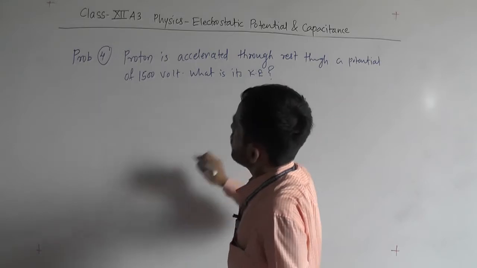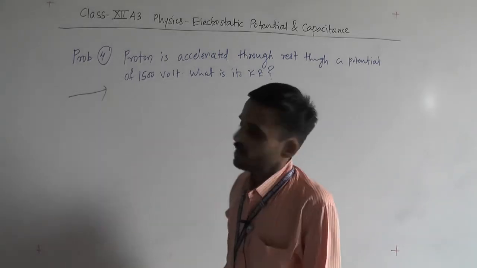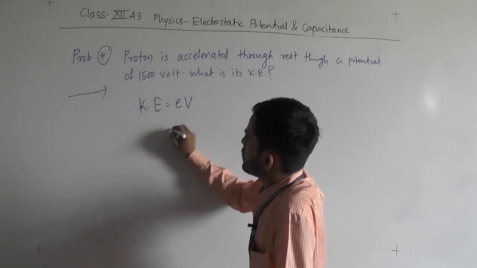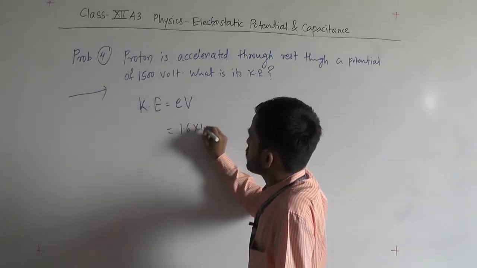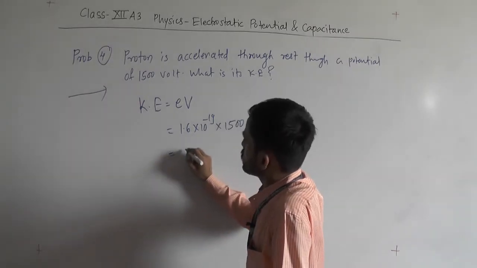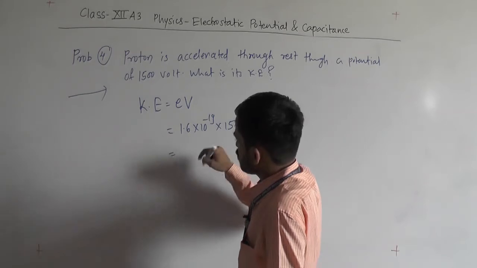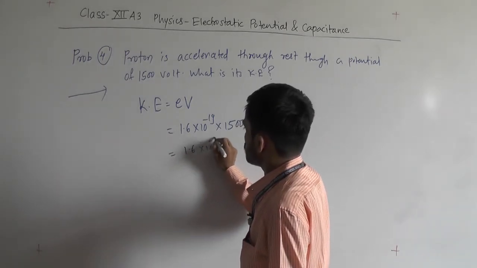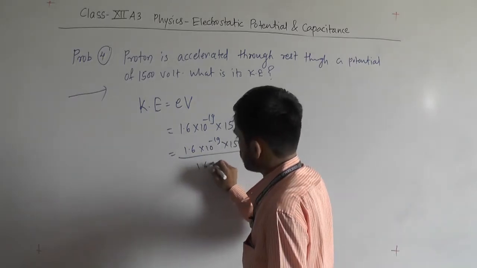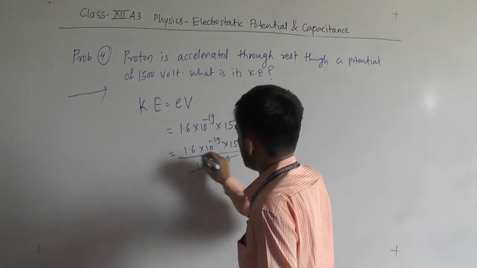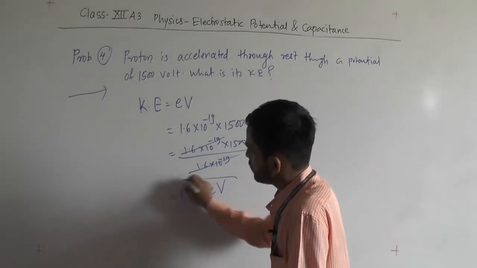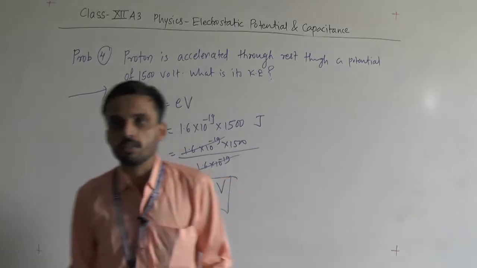So what to do? I have given you the formula. Kinetic energy is E into V. E is 1.6 into 10 raised to minus 19, and V is 1500. So it is in joule. Now joule to electron volt: 1.6 into 10 raised to minus 19 into 1500 joule divided by 1.6 into 10 raised to minus 19. So this will be cut and I will be getting 1500 electron volt. So this will be the answer for the question.